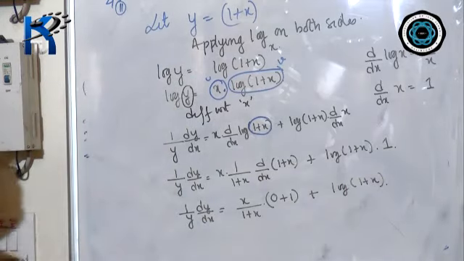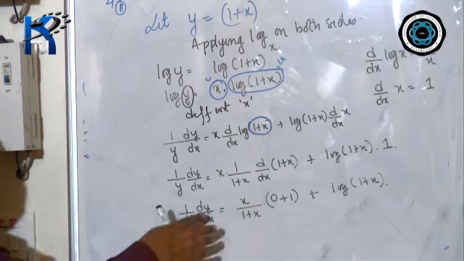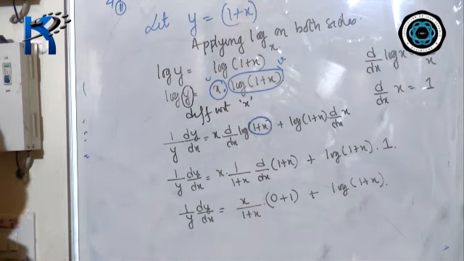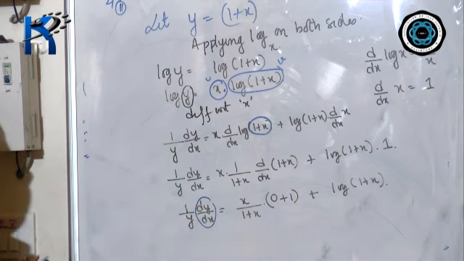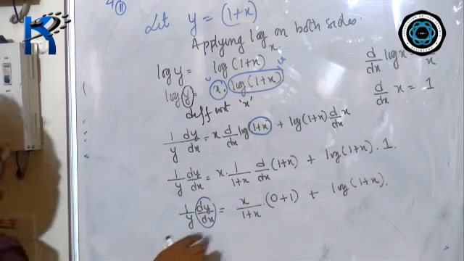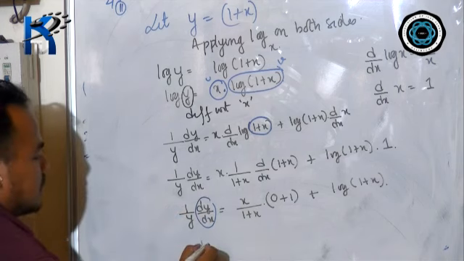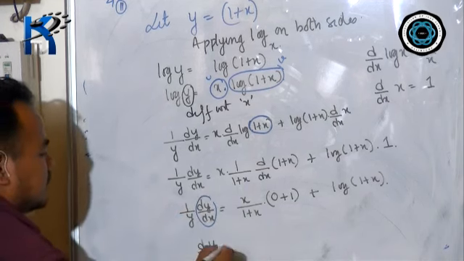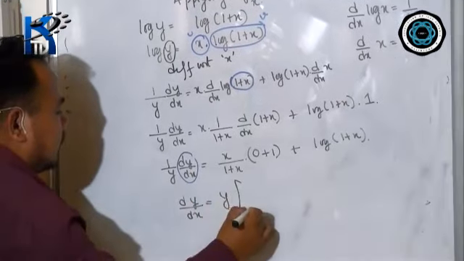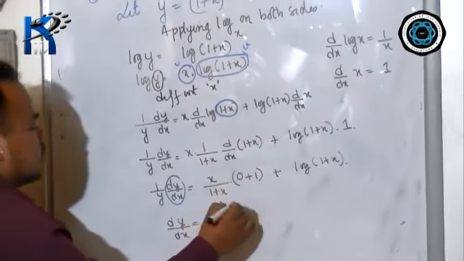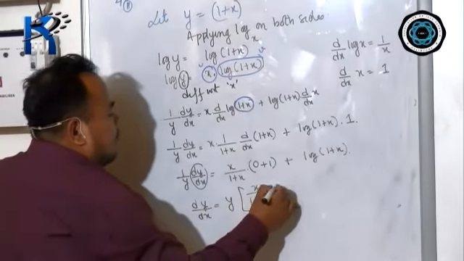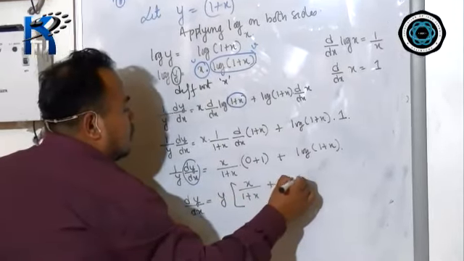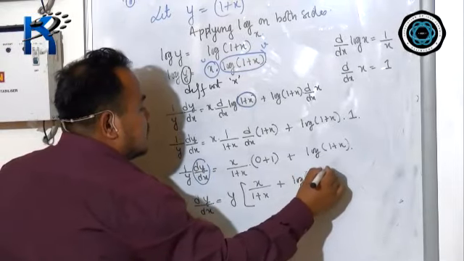Again, when you see the question is to find the differential coefficient, that means you have to find dy by dx. So what is extra out here? 1 by y. What is going to happen with this 1 by y? It goes to the right hand side. So dy by dx equal to y into 0 plus 1 is 1. So what do you get? x divided by 1 plus x, plus log 1 plus x.